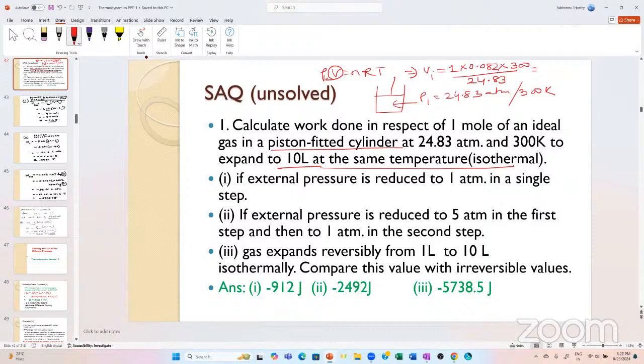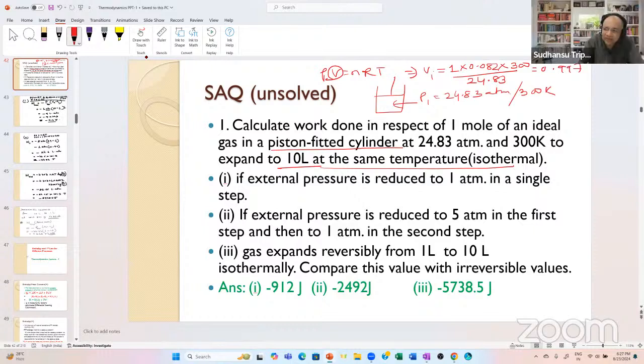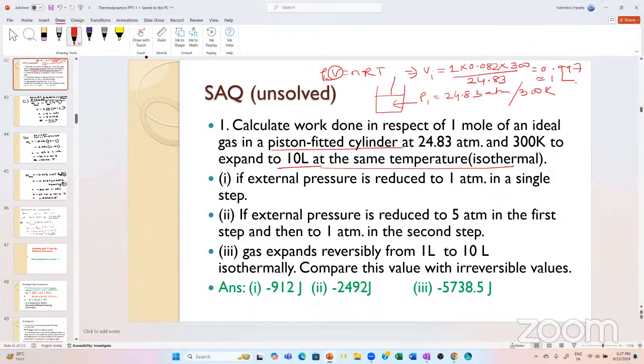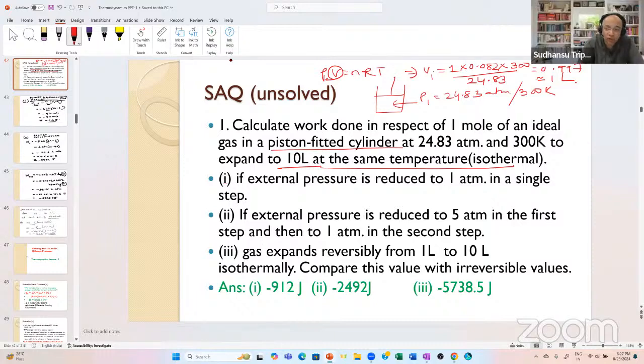So 0.997, approximately 1. Let us make it 1 liter for our calculation. 0.997 liter, let us make it 1 liter, right? Yes, sir. And that means the initial volume was 1 liter. It was expanded to 10 liter.